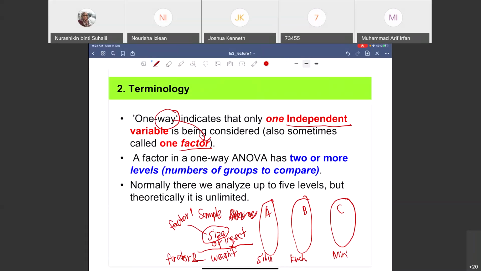Right. Normally, we analyze up to 5 levels, but theoretically it is unlimited. Okay, what are 5 levels here? Level means that you want to set certain levels, like the size just now. You want to divide it into, for example, upper level, I don't know the exact term for this, excuse me for that, or maybe lower level.